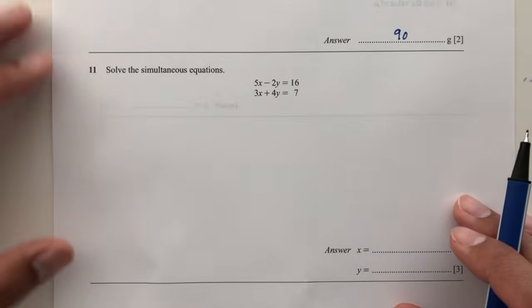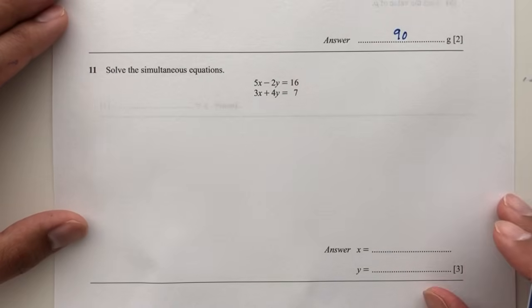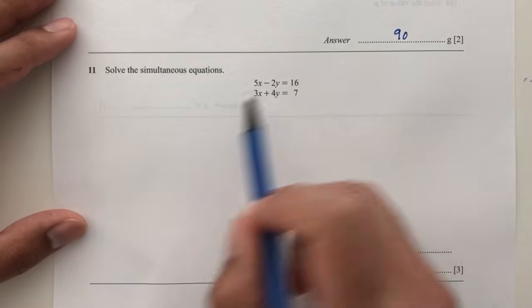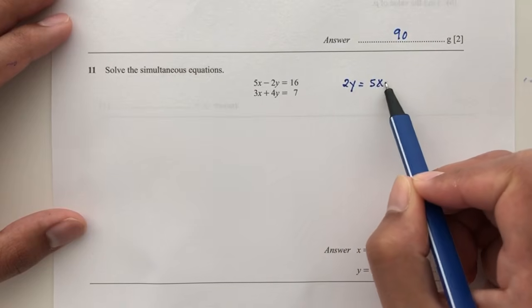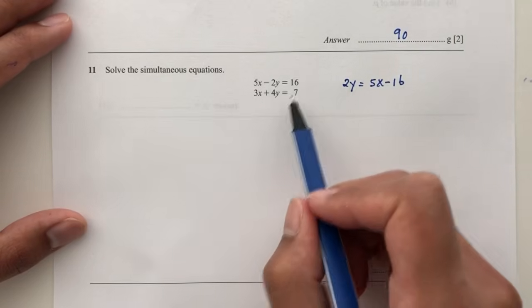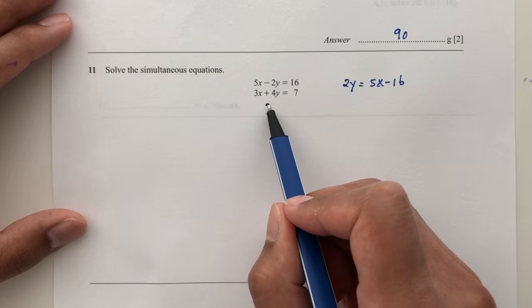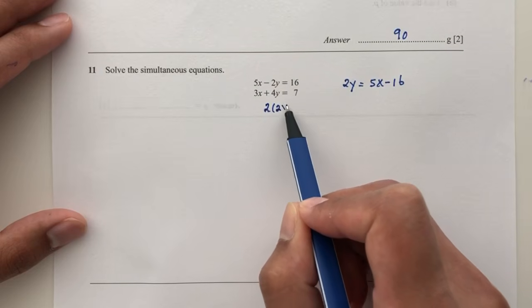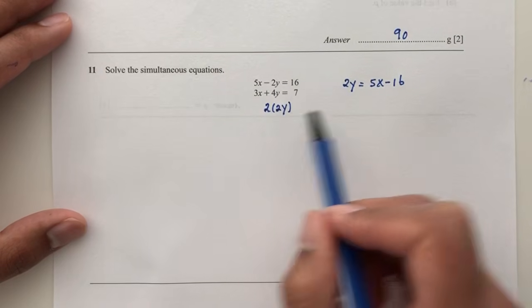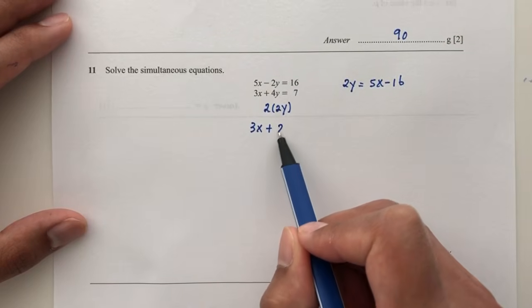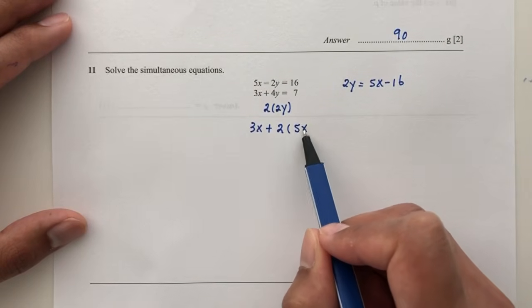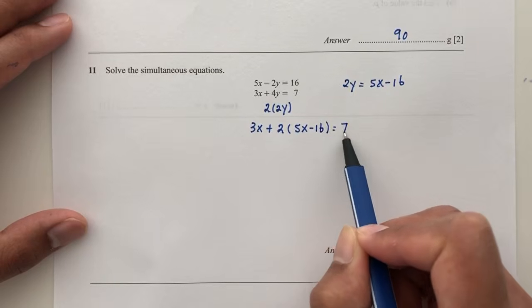Now 11 is solve the simultaneous equations. So I can just make this one subject of the formula. So 2y is equal to 5x minus 16. Now what is 4y? 4y is just 2 times 2y, right? But we know 2y is equal to this already. So 3x plus 2 times 2y, which is 5x minus 16, equal to 7.